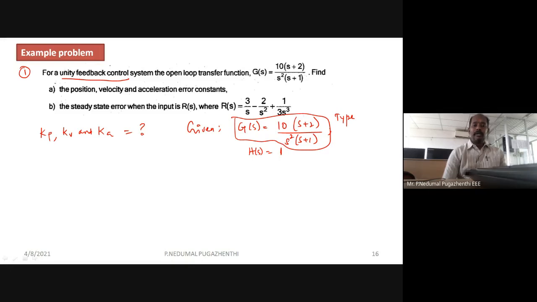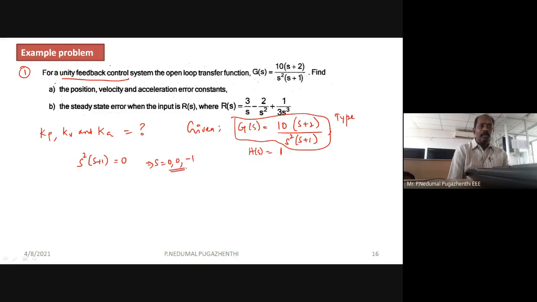Okay, I will tell you the definition for a type. The type is the number of poles at the origin. How many poles are there at the origin? The poles can be found from the denominator polynomial. So the denominator polynomial is s squared into s plus 1, which is equal to 0, which gives s equal to 0, 0, minus 1.